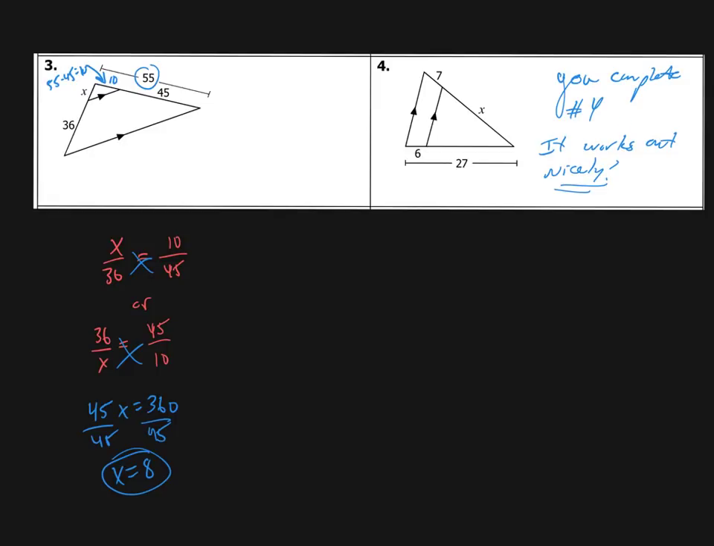You can complete number 4, and as you note here, it works out nicely. Don't forget, you got 27 is the whole length. You're going to have to do some subtraction to get this length here. So make sure that you get this actual length right here. This is your key.